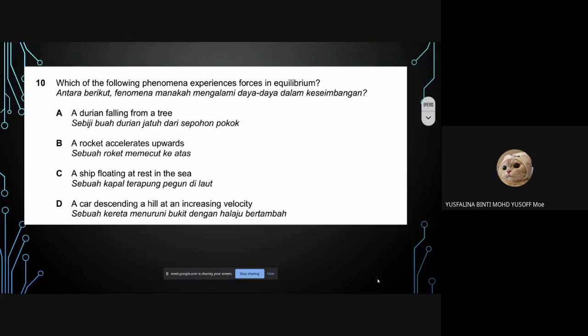Which of the following phenomena experiences forces in equilibrium? If an object is in equilibrium, it must be in one of two states of motion. If it moves, it moves in uniform velocity or constant velocity, or it is stationary. So number 10, the answer should be C.